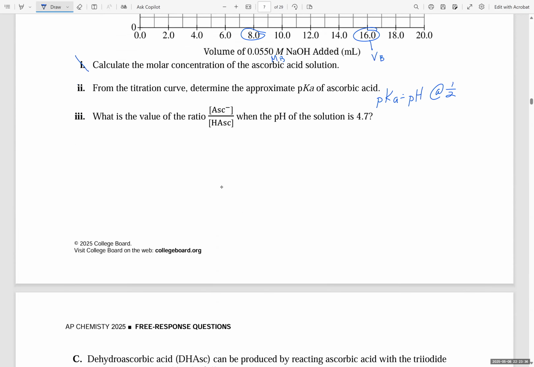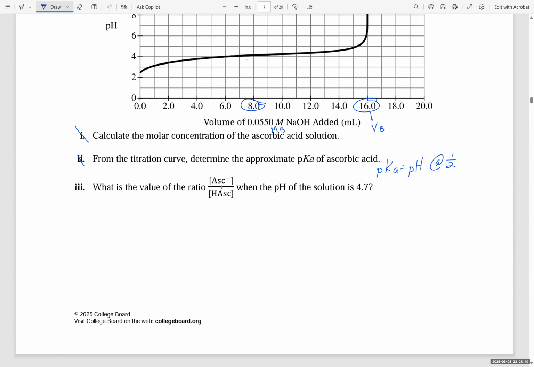What is the value of the ratio of the base over the acid when the pH of the solution is 4.7? Hey, do you guys know what we're talking about?